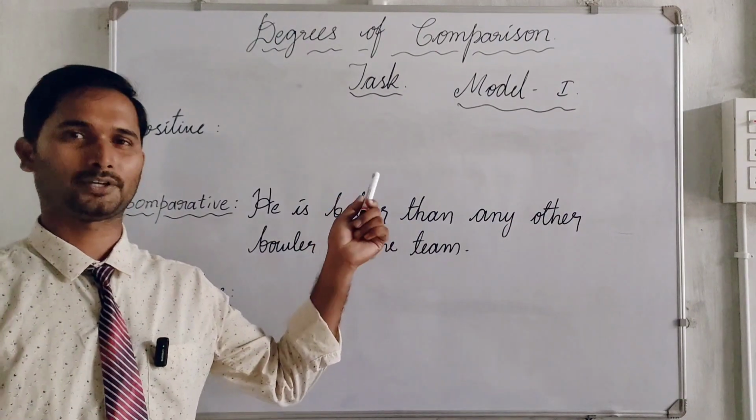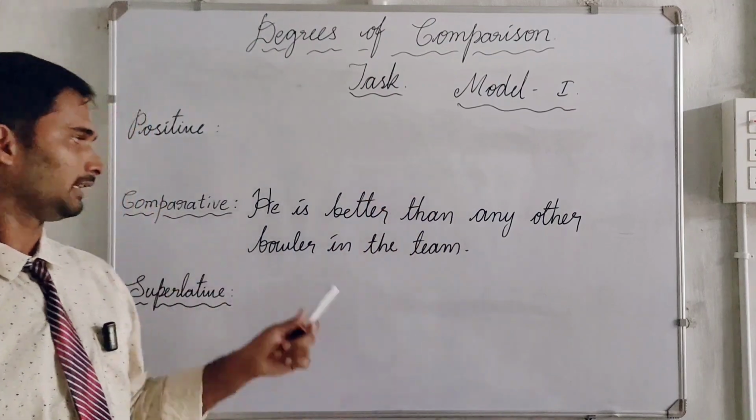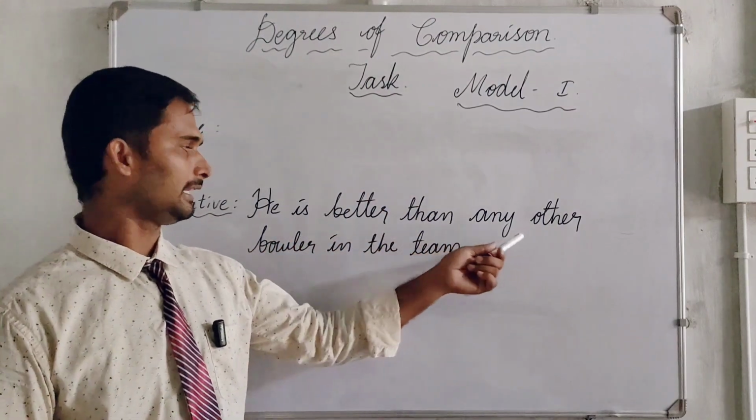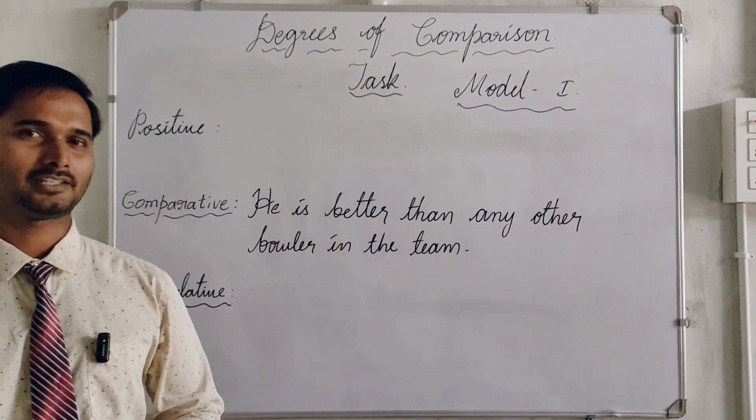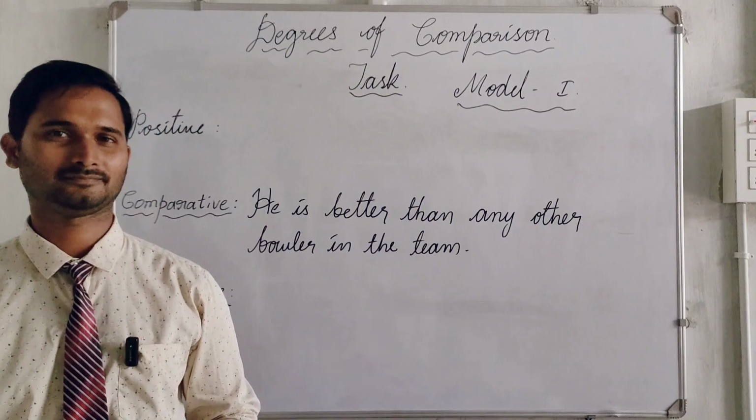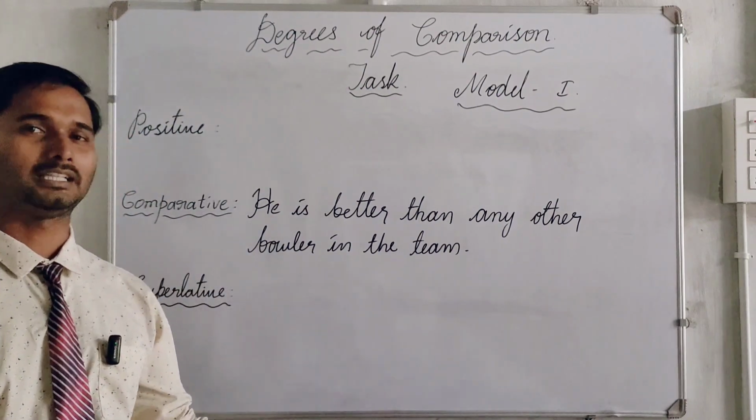Here is another task for you of Model 1. The comparative form: He is better than any other bowler in the team. Can you get the positive and the superlative forms of it by using Model number 1? Answer all three in the comment box.